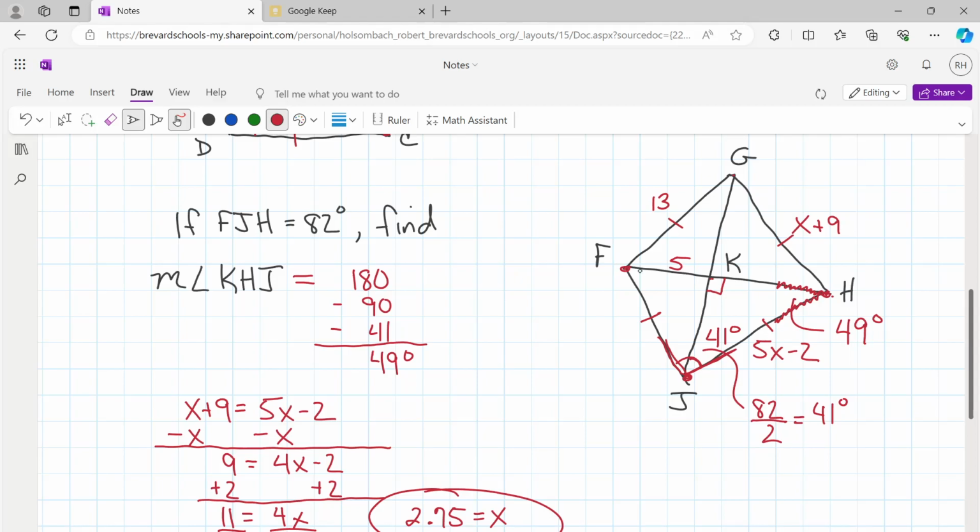So look, if F to K is 5 and F to G is 13, then F to J is also 13, isn't it? And we've got a right triangle in here, and we know one leg of the right triangle. And we need K to J. So we're going to use the Pythagorean theorem.